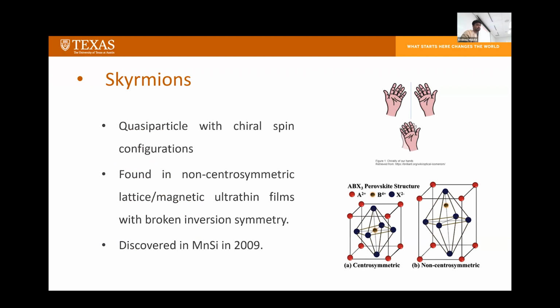Skyrmions are quasi-particles with chiral spin configurations. Chirality is the property where the object and its mirror image can't be superimposed, like the example on the right. It's found in non-centrosymmetric lattices, which means they have no center of symmetry, like the figure on the right, where the ion in the center is off the center. Usually, we make skyrmions with ultra-thin films deposited over heavy metals, but we also have bulk skyrmions, and it was first found in manganese monosilicide in 2009.